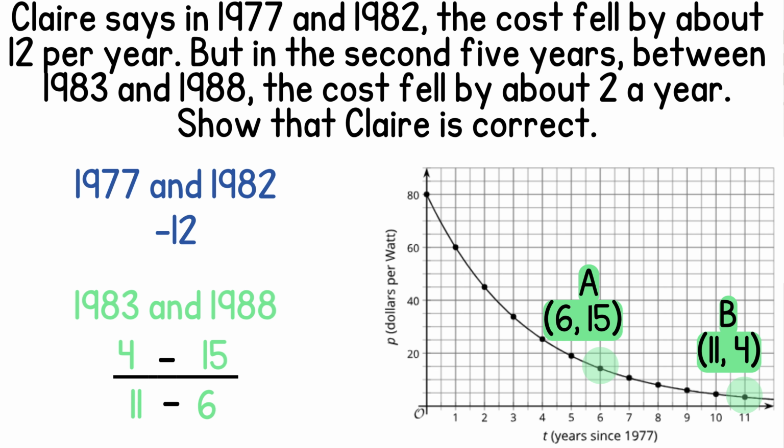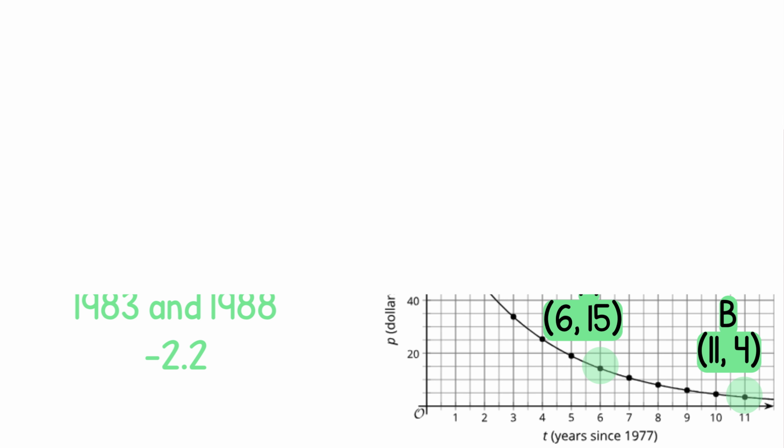So now we'll subtract and divide our answers. 4 minus 15 gives us negative 11, and 11 minus 6 gives us positive 5. When we divide the two, we get negative 2.2 as a rate of change. So it does fall about 2 a year, so Claire is correct in both of her assumptions.